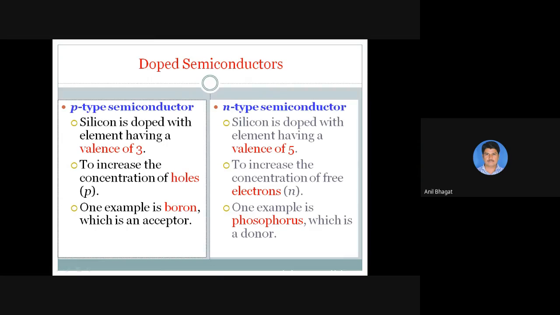So this is the basic difference between the n-type and p-type semiconductor. Silicon is doped with an element having a valence of 3 electrons, that means a trivalent impurity. Silicon is doped with an element having a valence of 5 electrons, that means a pentavalent impurity. To increase the concentration of holes and electrons, this is very important, p and n, right? Small n and small p, because holes are always denoted by p and electrons are always denoted by n. One example is boron, the trivalent impurity, and the pentavalent impurities are phosphorus or arsenic.